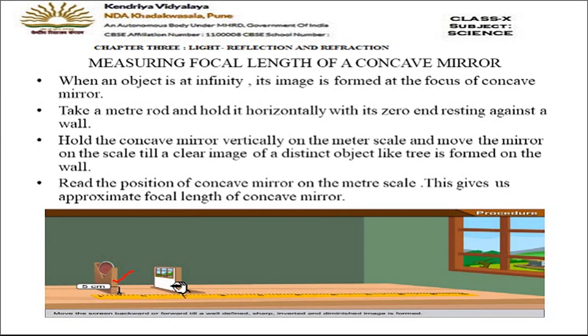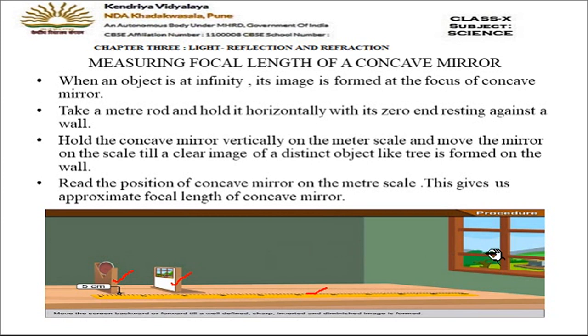This is acting as a screen, and again this is the meter rod. So how do we find the focal length of the concave mirror? The objects outside the window act as objects kept at infinity. You have understood the concept that whenever parallel rays of light from objects at infinity strike the mirror, the image is formed at the focus point. You have studied this in the last session.